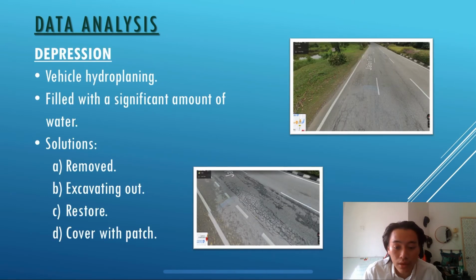And the last type of distress that we list out is depression. Vehicle hydroplaning can be caused by depressions, which are small, localized places that are filled with a significant amount of water. To discover the root cause of failure, a pavement depression should be studied. The problematic pavement should be removed, followed by excavating out and restoring the area of substandard subgrade. And the last one, we should cover the repaired subgrade with a patch.